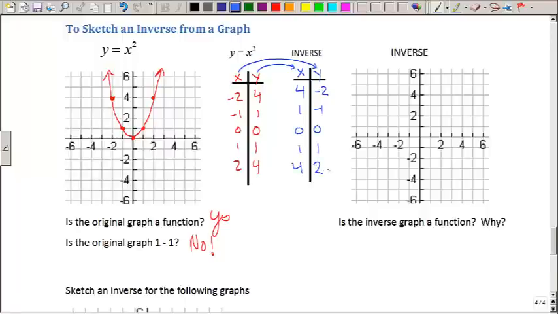Interchange your x and your y values, which is exactly the same step that we did in the previous question where we were asked to find an inverse from an equation. We had to switch all x and y values because that's the definition of an inverse. The domain and the range interchange places. So if I want to graph this inverse, I plot the points.